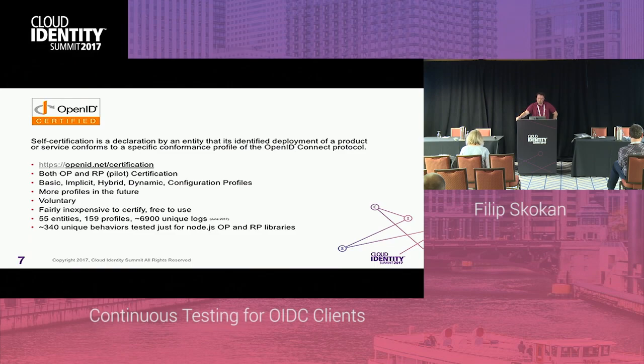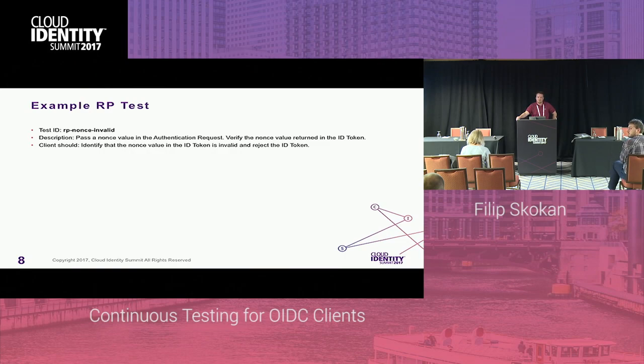To give you a picture of how many behaviors are tested, my own libraries for Node have roughly 340 behaviors being tested for the OP and RP libraries. And again, to give you an idea, I know that test coverage shouldn't be taken as a measure of success, but just going through these behaviors covers 75% of my code. And it will be more as soon as we add more profiles. And that's testing that covers everything, starting from the request, ending with the user info.